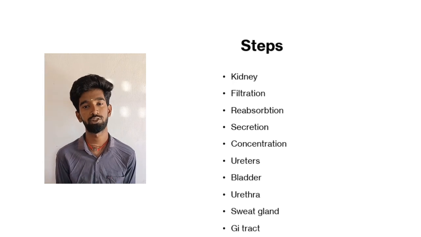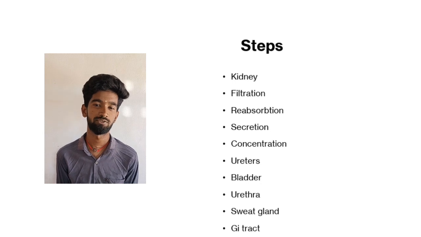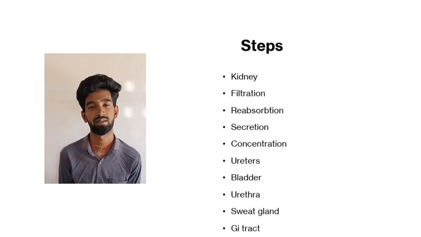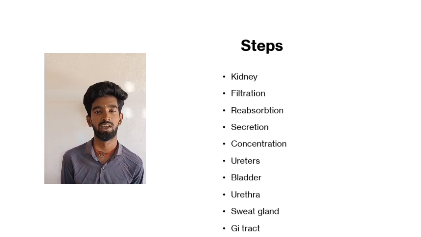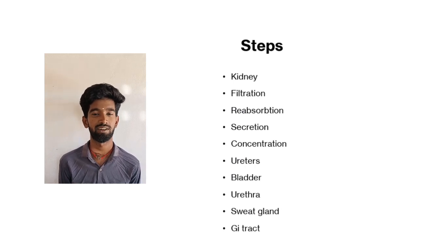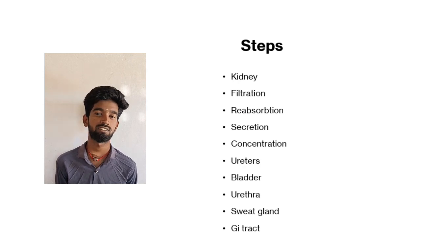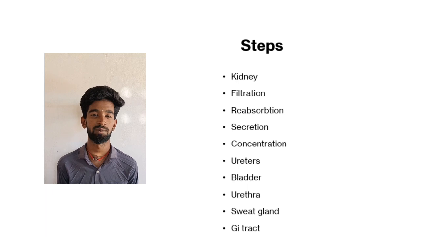Additional waste products and substances are actively secreted from the blood into the renal tubules to be eliminated in urine. Fifth one, concentration. The concentration of urine is adjusted in the loop of Henle and collecting ducts. Water is reabsorbed and the urine becomes more concentrated. Ureters. Ureters are muscular tubes that transport urine from the kidney to the bladder. The bladder stores urine until it is ready to be expelled from the body.